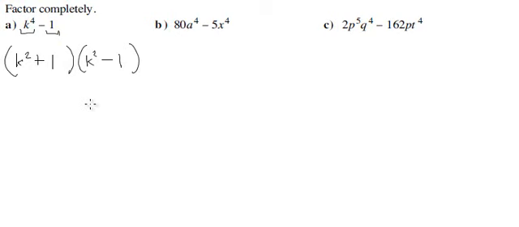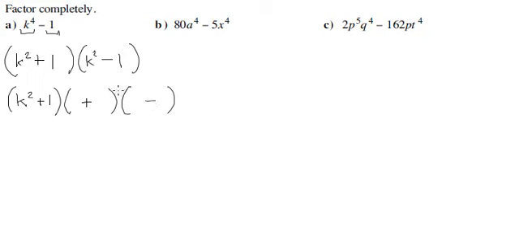Good. But that isn't the finished answer. Do you see why not? The catch is, this is also a difference of squares. We've revealed another layer doing this. So our k squared plus 1 just sits there. This isn't a difference of squares because it has a plus in it, of course. But the k squared minus 1, we can split up.